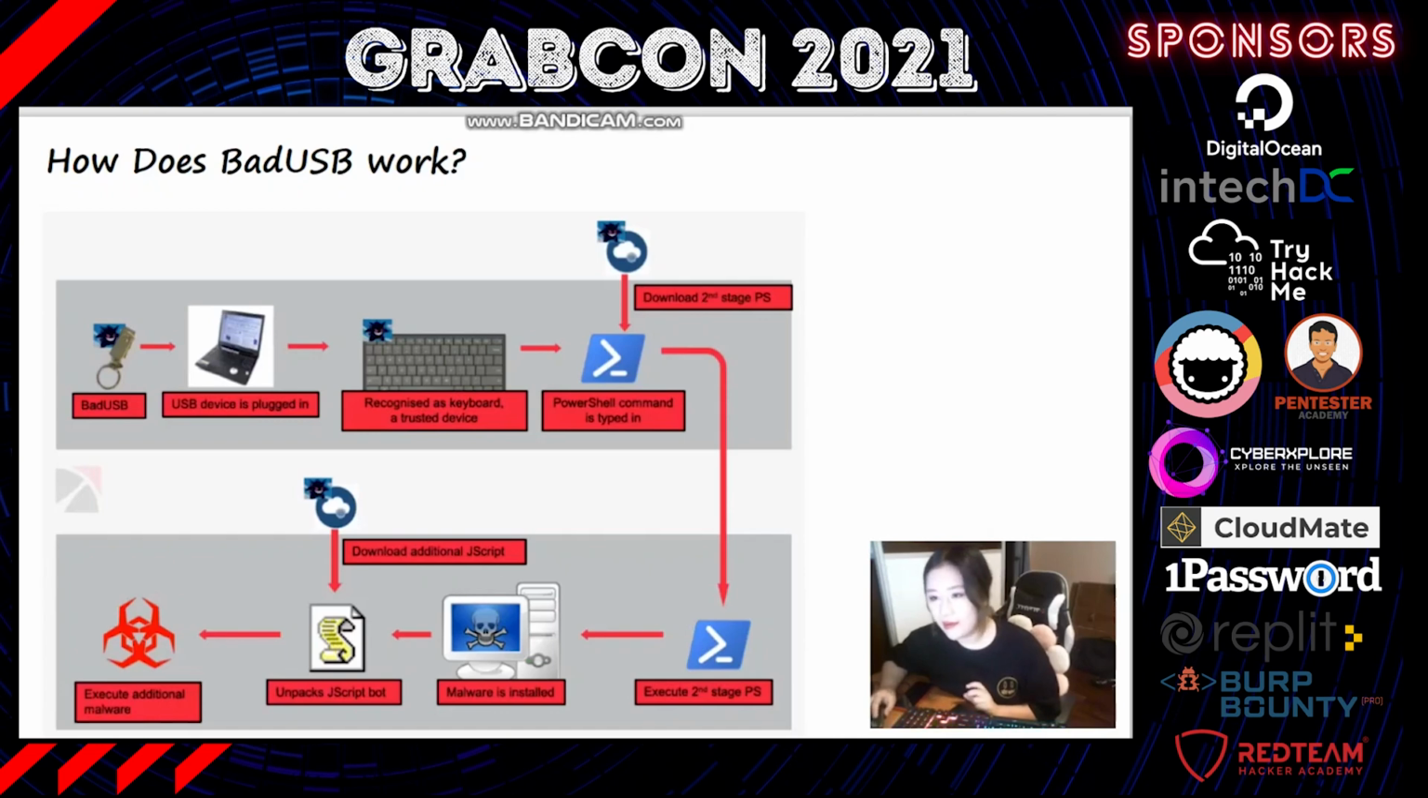For example, it will automatically turn on PowerShell and launch various attacks with PowerShell commands. Once it triggers the PowerShell command, it will download a PowerShell script from the internet site and install the malware on the test machines. We can see that's a JS script bot. And then it executes additional malware. So your computer gets compromised from the victim's side.